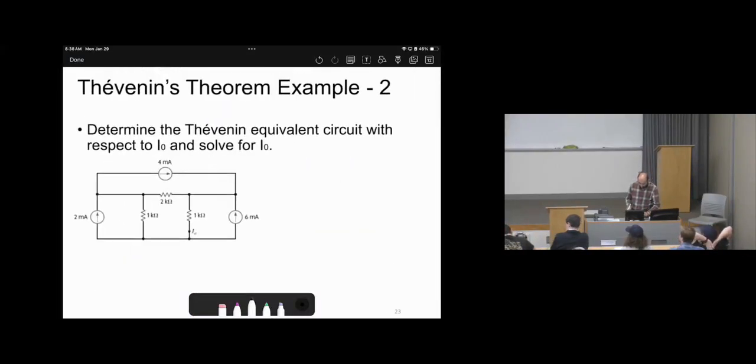Now, here, we say Thevenin's equivalent circuit with respect to I/O. The most important thing is to locate where I/O is here. Then the elements associated with I/O will be network B. What are the elements associated with I/O? 1 kilo ohms. So that's how we determine network B. Then we will say this is network B. How about network A? Network A is the remaining part of the circuit.